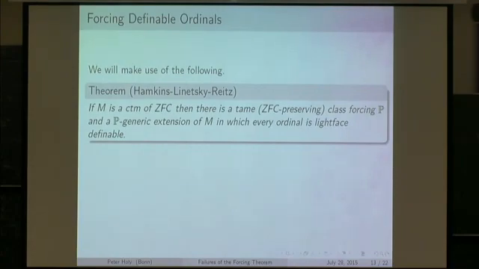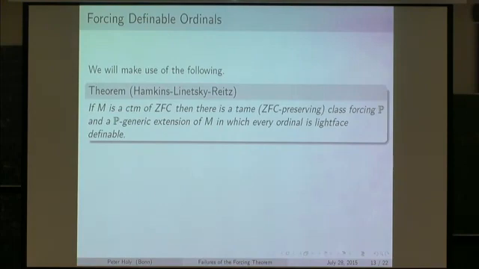Okay, now I want to get to the main result. So as I said, the truth lemma follows from the definability of the forcing relation. And so the main result is now that you can also have a failure of the truth lemma consistently. And so we'll make use of a theorem by Hamkins, Linetsky, and Reitz, which I'm actually stating in a weaker form than the actual theorem is, but that's enough for our purposes here.